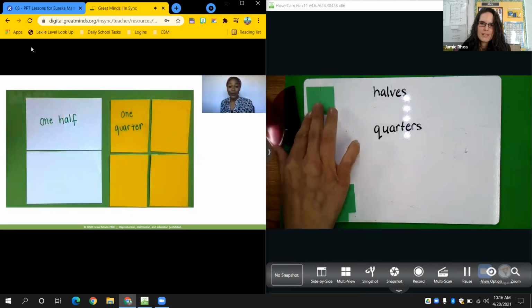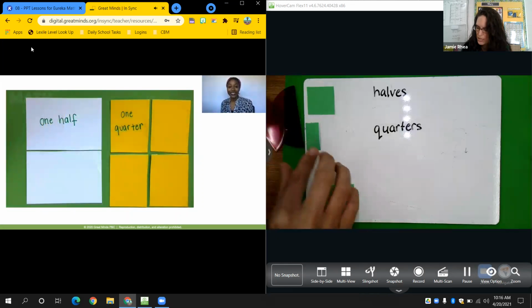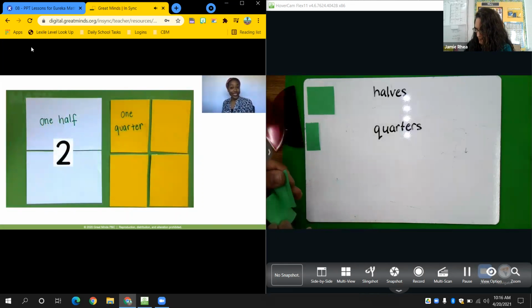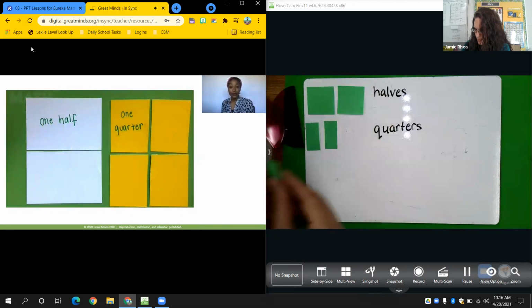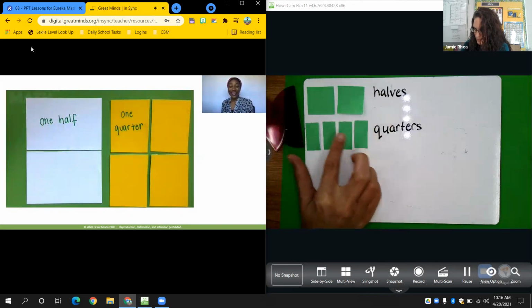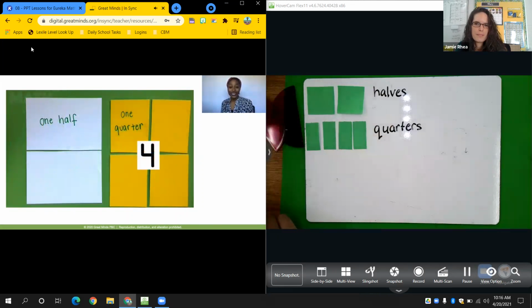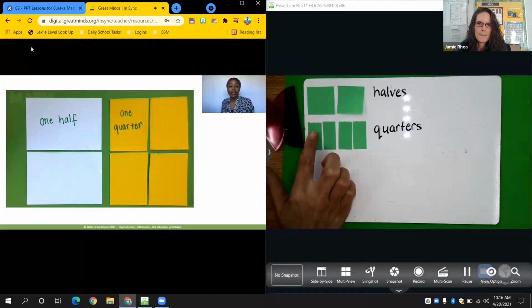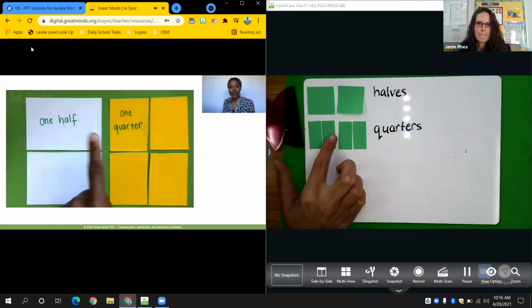How many pieces did we make when we cut into halves? We made 2 pieces. How many pieces did we make when we cut into fourths? 4 pieces. We made 4 pieces. So when we cut the pieces in half, they were this size.